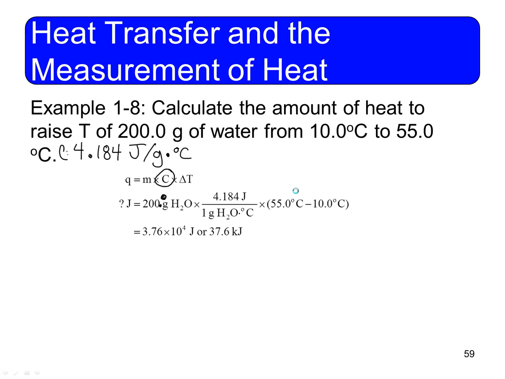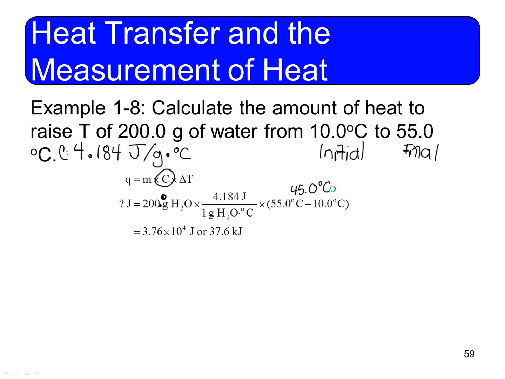So to get our change, we take the final minus the initial. So we take 55.0 minus 10.0, which gives us 45.0. And then we multiply out. So we take 200.0 times 4.184 times 45.0.